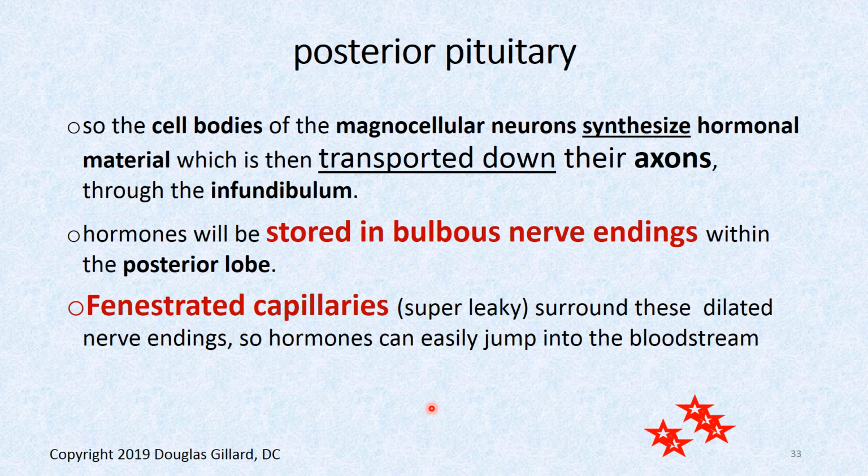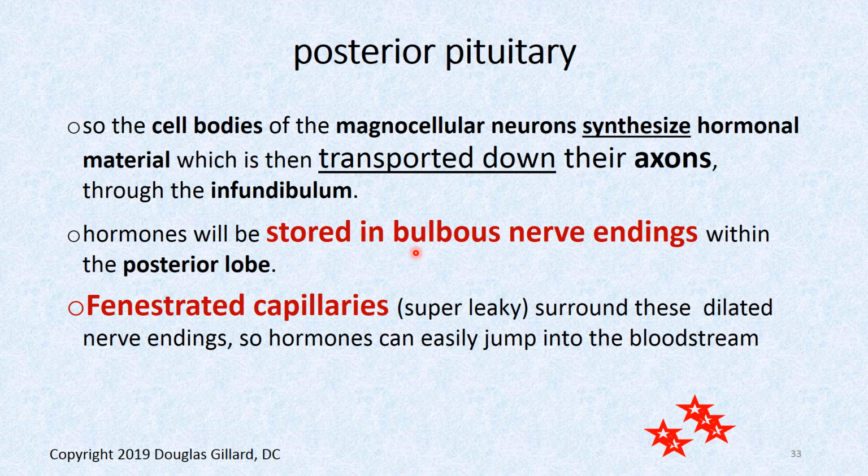So the cell bodies of the magnocellular neurons synthesize hormonal materials transported down the axon through the infundibulum, and it can be stored there too. It's not like we've got to make it up in the hypothalamus and then transport it all the way down. Nope, it's made constantly, and then it's stored in these nerve endings in the posterior pituitary. So when the signal arises, it can immediately be squirted out.